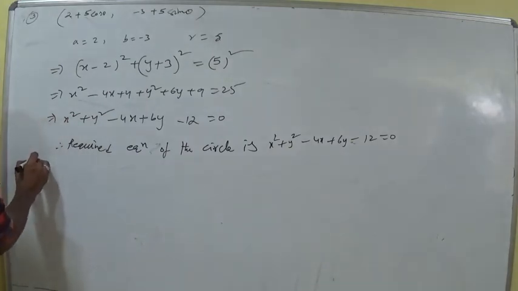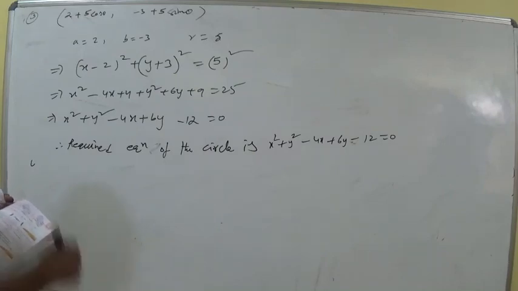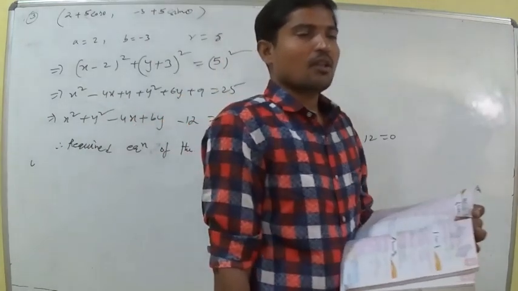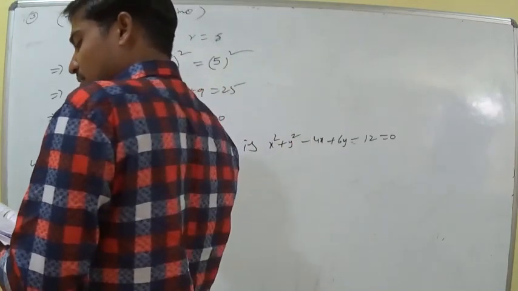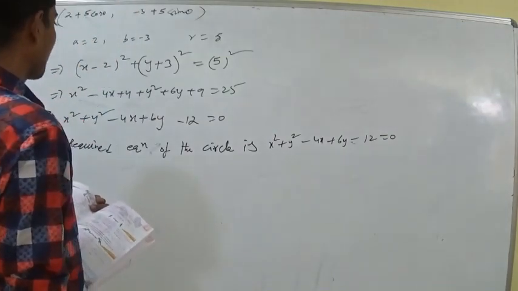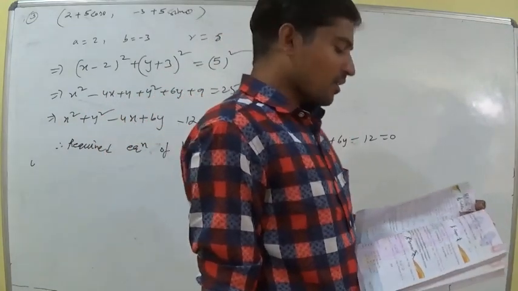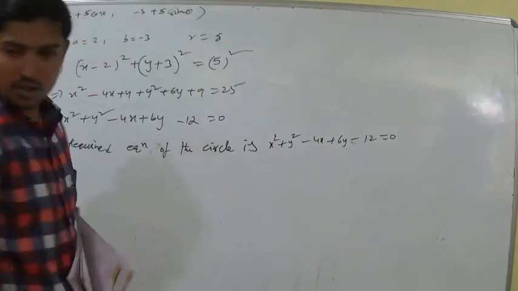Now the fourth problem. The parametric equations of the circle. Here the equation is given and then we have to find the parametric equations. That means a plus r cos theta and b plus r sin theta. So we have to find the center here. a comma b is the center. Like this, we have to find the center of the equation. Let us write the equation.